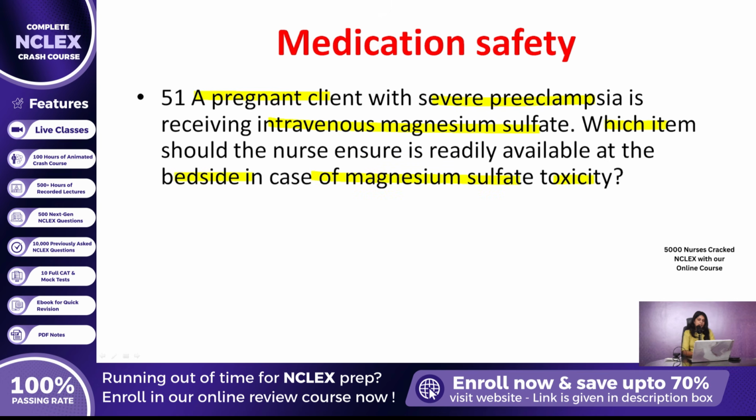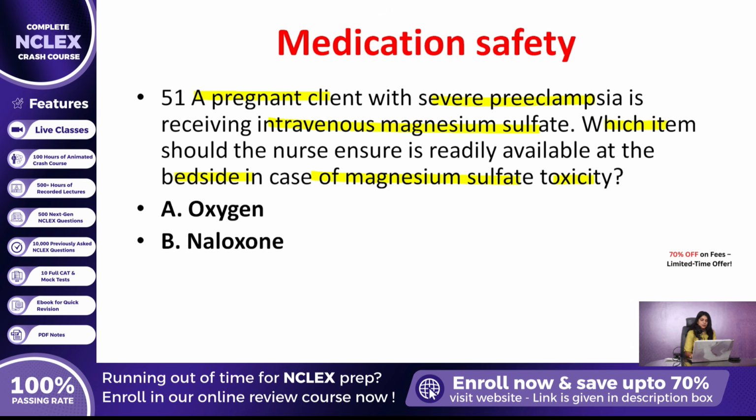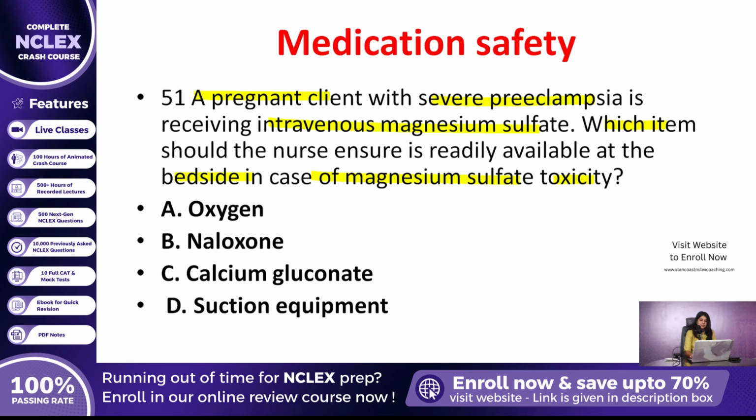The options are A. Oxygen, B. Naloxone, C. Calcium gluconate, D. Suction equipment. The correct answer is option C. Calcium gluconate. This medication serves as the specific antidote for magnesium sulfate toxicity.